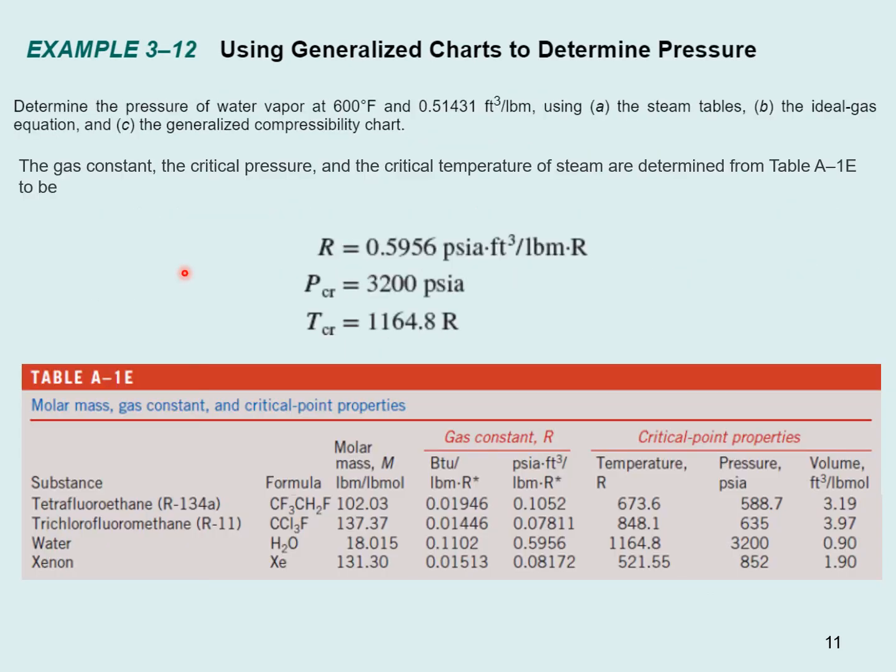So let's take a look at example 3-12. Determine the pressure of water vapor at 600 degrees Fahrenheit and 0.51431 cubic feet per pound mass using steam tables, the ideal gas equation, and the generalized compressibility chart. So first thing we need to do is go to table A-1E and look up the values for the water. Here I've included a clip of table A-1E so you can read the R value, the critical pressure, and the critical temperature.